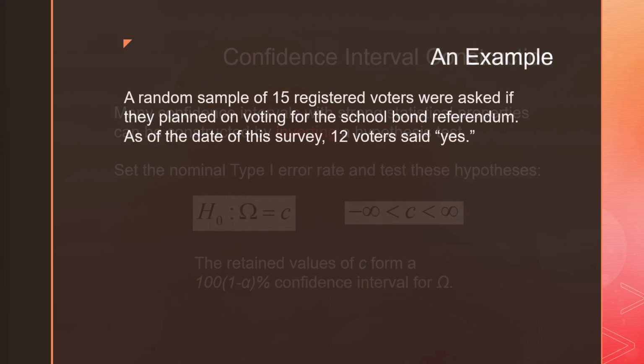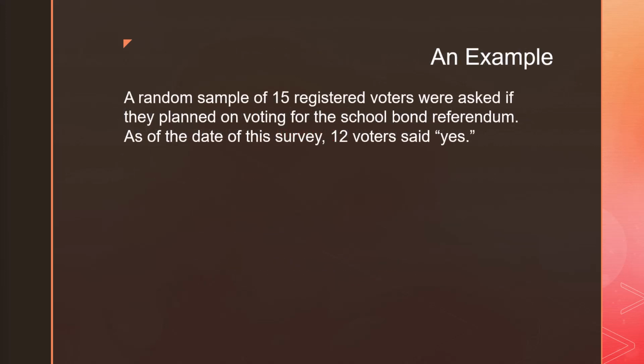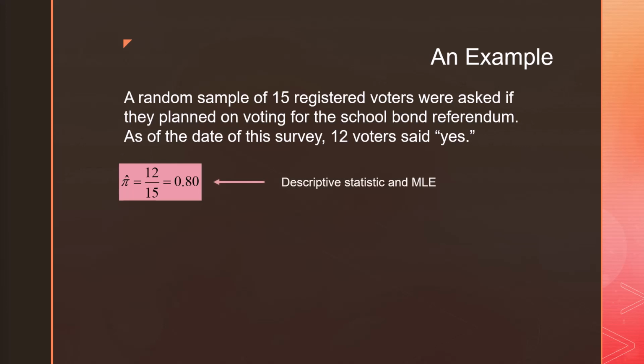Here's an example. A random sample of 15 registered voters were asked if they planned on voting for the school bond referendum. As of the date of the survey, 12 voters said yes. In our sample at this current time, we have 12 out of 15 yes votes, or 0.80 of the sample. This number is going to play two important roles. It is a description of our sample using a maximum likelihood estimate of the population proportion.